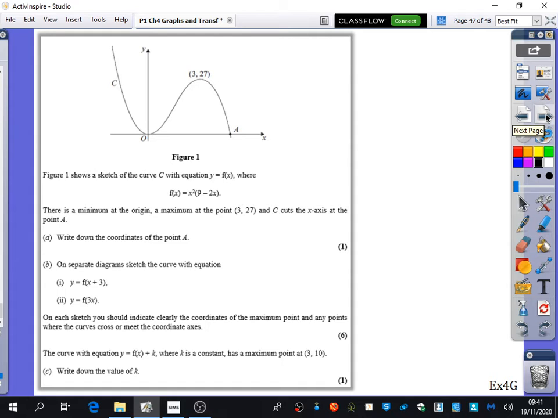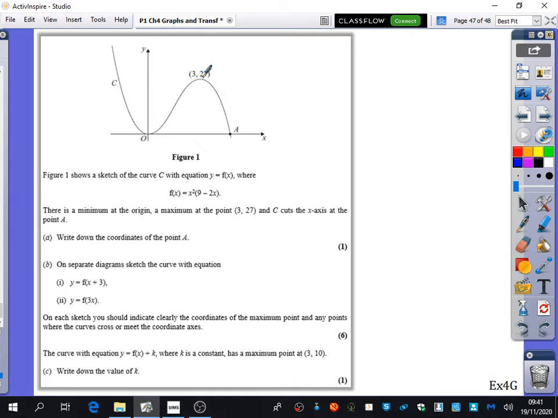So it says that figure 1 shows a sketch of the curve with equation y equals f of x, where f of x equals x squared brackets 9 minus 2x. So before we even start the question, what type of curve is this? And be more specific. It's a negative cubic because we have this minus 2x that we've got here. So we know it's a negative cubic. It has a repeated root at 0, and then we're going to find out what the other part is as well. It says that there is a minimum at the origin and a maximum at the point 3, 27.